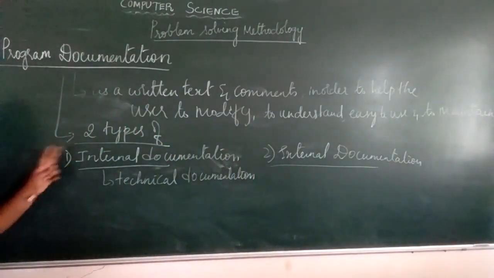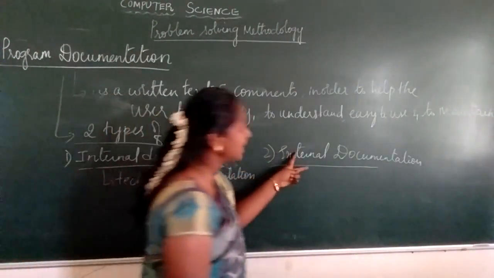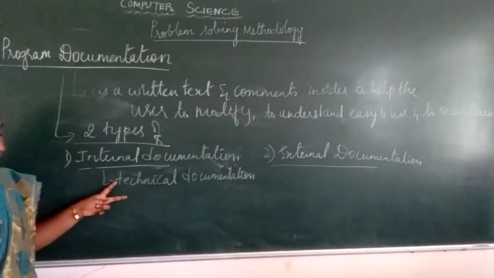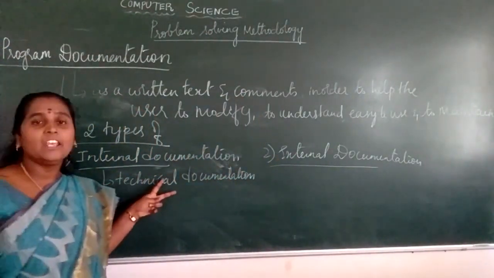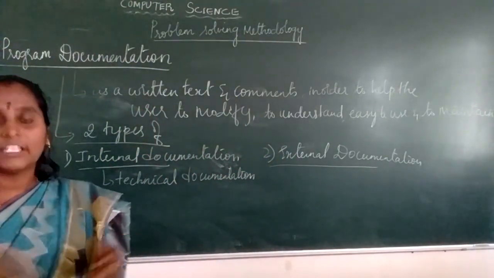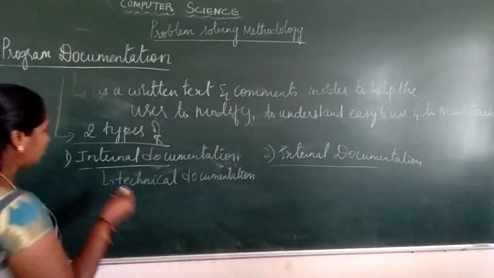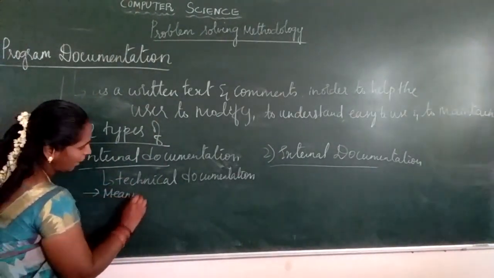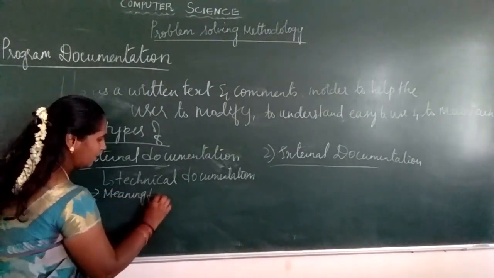Documentation comes in two types. One is internal documentation, the second one is external documentation. Internal documentation is also called technical documentation. This is for the users who are going to code at later stages, that is, for future stages. Like how it will be used in this documentation, it is going to provide a programmer with meaningful variables.